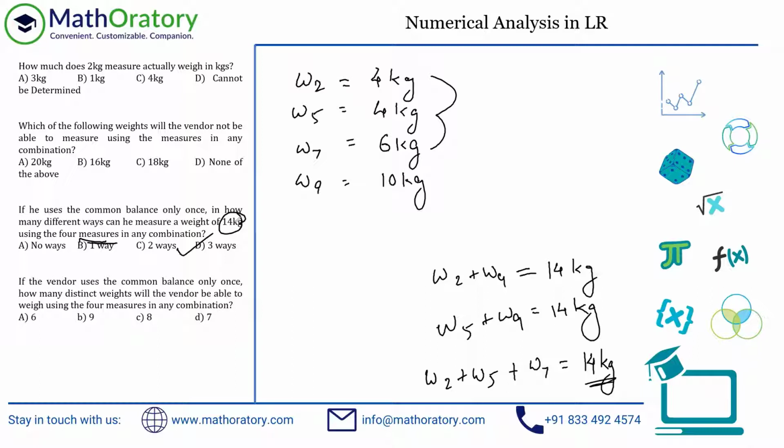By the way, let me just mark the previous one. So 2 kg measure, W2 is 4 kilo. Which of the following would not be possible? So that was none of these, right? All of these were possible. Anyhow, let's move to the last question.